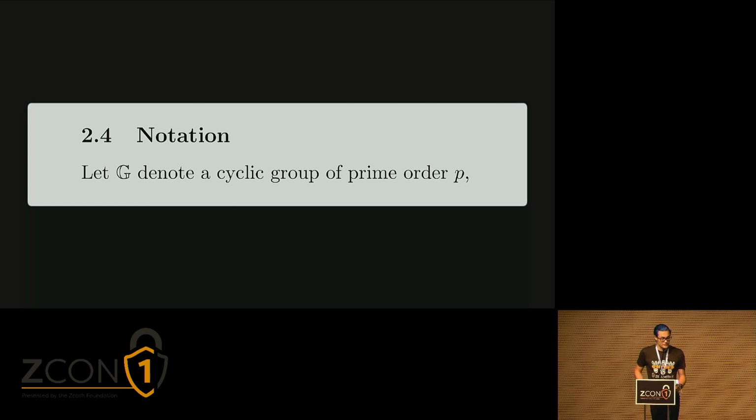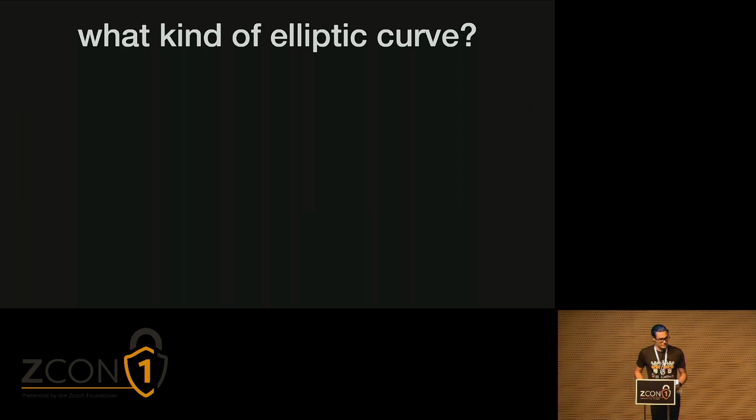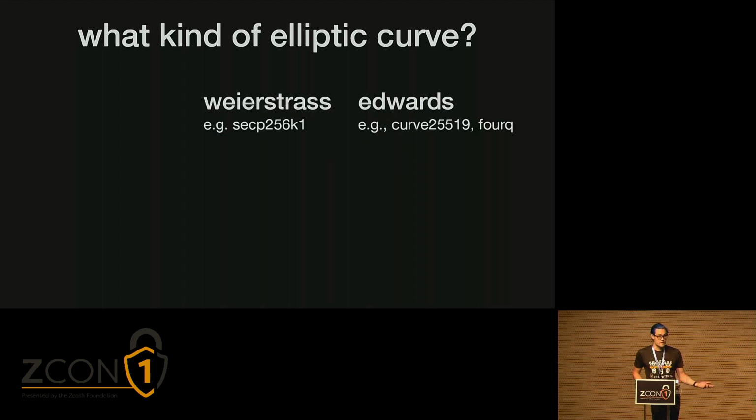Using an elliptic curve. So now I have to choose what kind of elliptic curve I want to use. Two common families of choices are Weierstrass curves or Edwards curves. Weierstrass curves like Sec-P256 or the NIST curves. P256K1 is used in Bitcoin. And then there's Edwards curves like Curve25519 or FourQ.